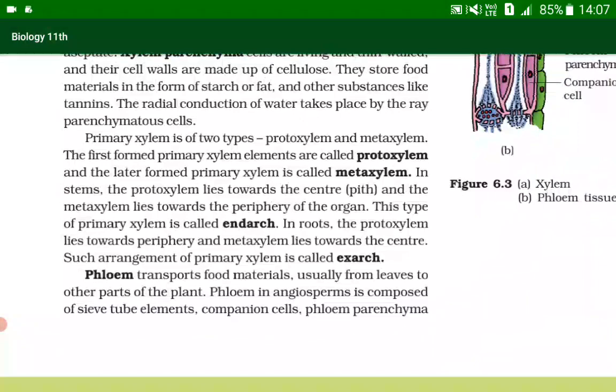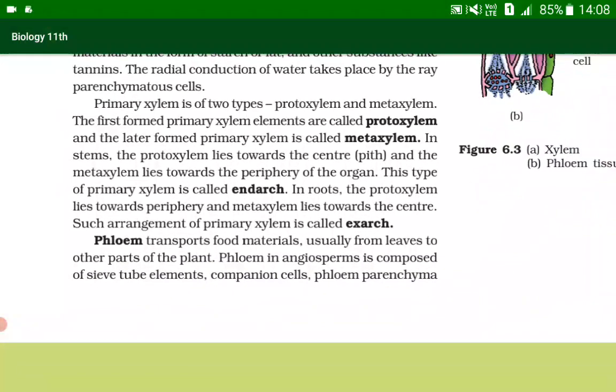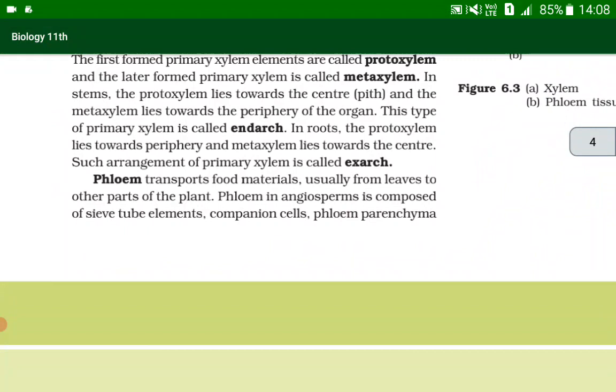In the stems, the protoxylem lies towards the center, the pith, and the metaxylem lies towards the periphery of the organ. This type of primary xylem is called endarch. In roots, the protoxylem lies towards the periphery and the metaxylem lies towards the center. Such an arrangement of primary xylem is called exarch. Phloem transports food materials usually from leaves to the other parts of the plant.